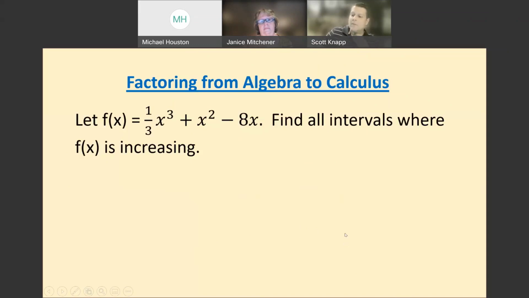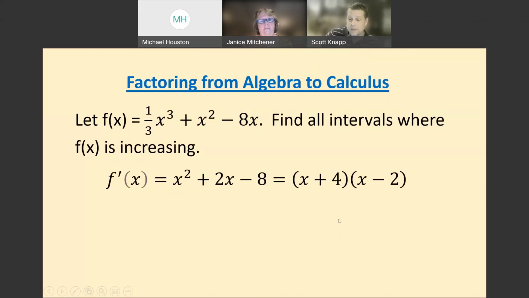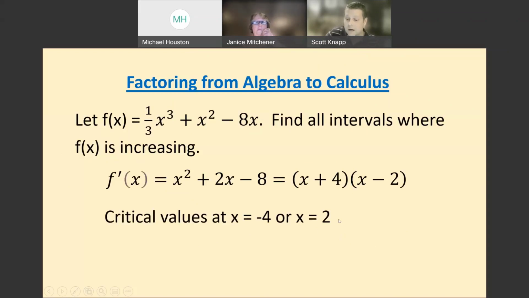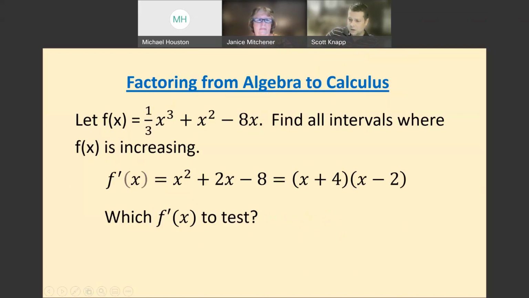I think it was the end of my first semester in calculus. Where are we increasing on f of x? We know that we need to find the derivative, and typically we factor them to find our critical values. But where do we test those critical values? We know we need to check their intervals that are created. So what if we want to test -5?